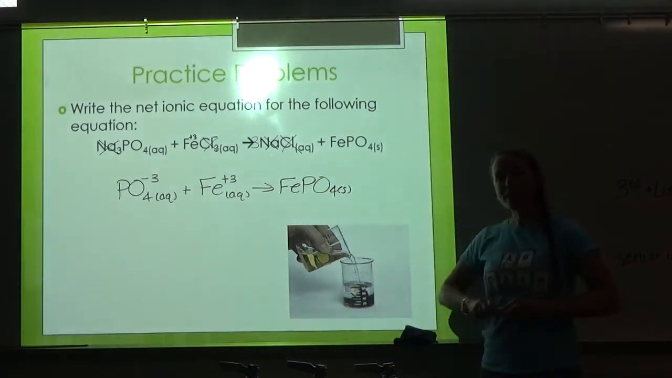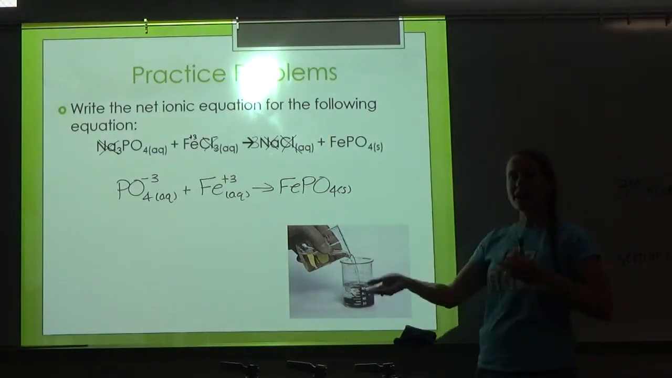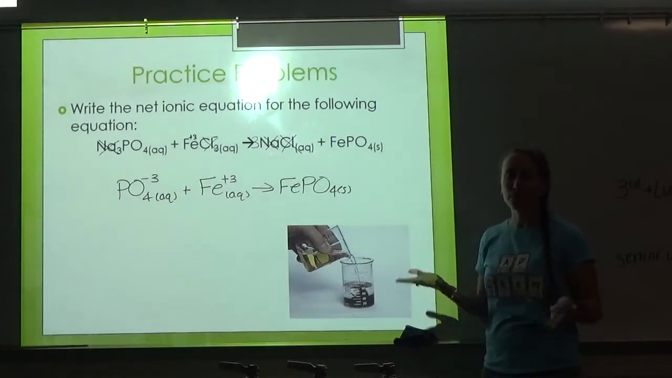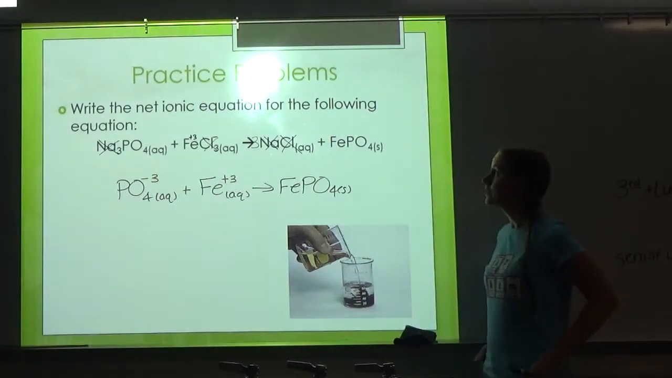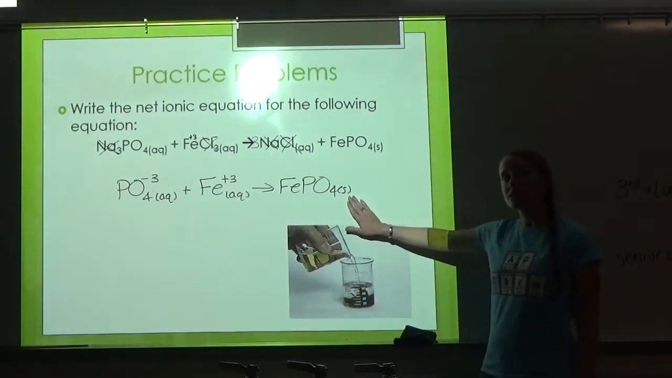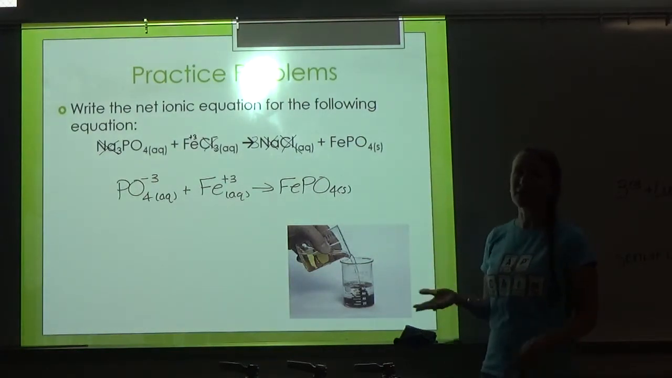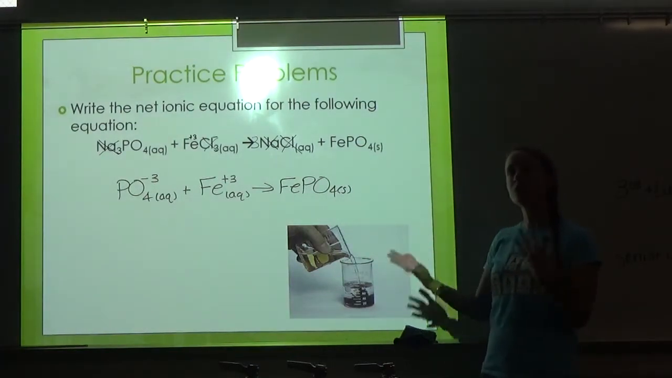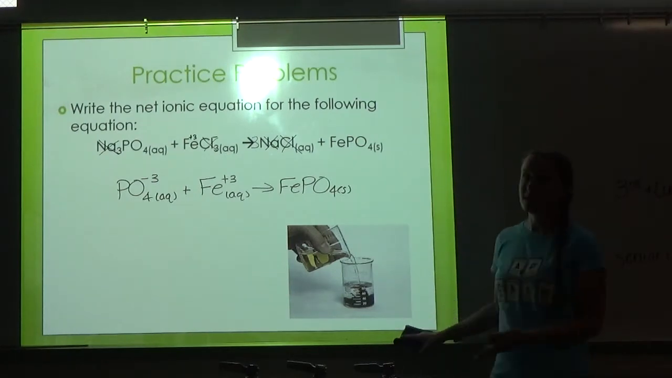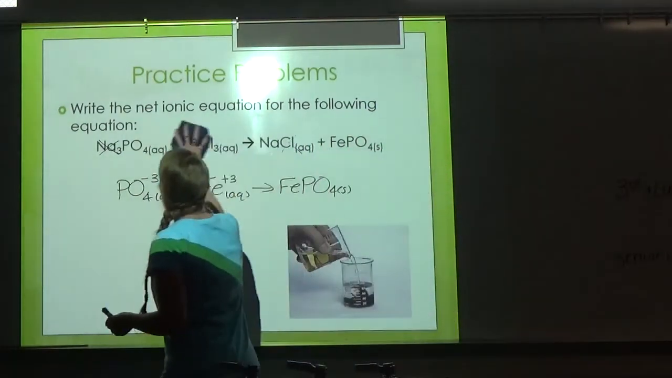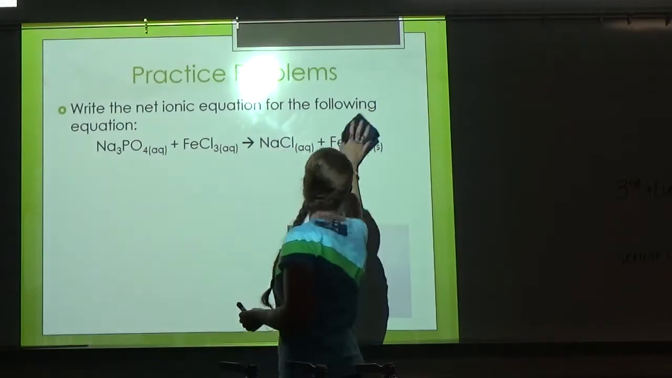Alright, so remember, the spectators will be aqueous ions on both sides of the reaction. That's how you know it's a spectator. I kind of focused on solids for right now, but I'll show you some examples where it doesn't just have to be a solid. It can be solid, liquid, gas. As long as it's reacting, then it's not a spectator. So hopefully you got that one right.